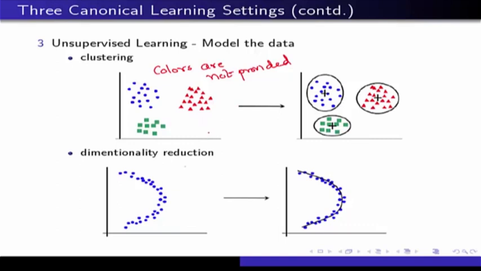However, there are several other instances of unsupervised learning. One very common and extremely useful setting is that of dimensionality reduction, where you are provided points in some high dimensional data, in this case it's 2 dimensions, and you are trying to find a lower dimensional representation of this space. So this is a lower dimensional representation.